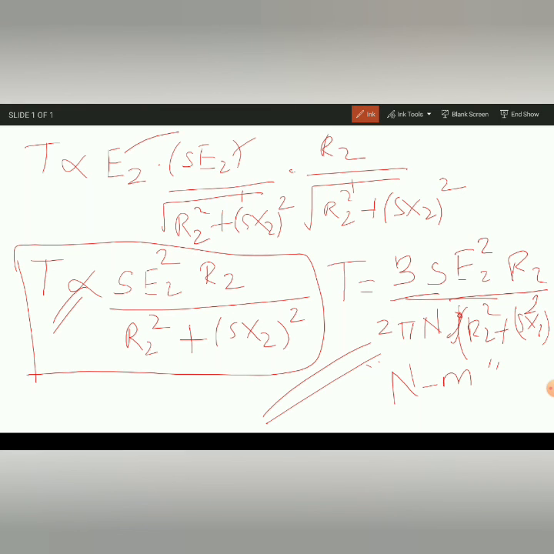Now the next topic you will be seeing is that we'll be drawing the characteristics, the graph between torque and slip. It is very, very important: torque slip characteristics.